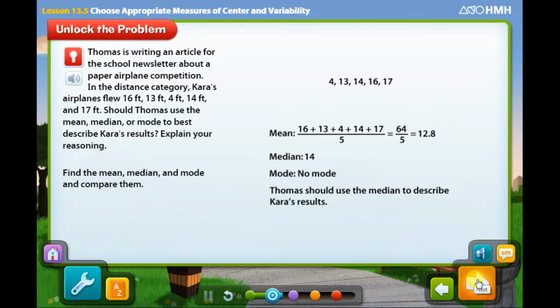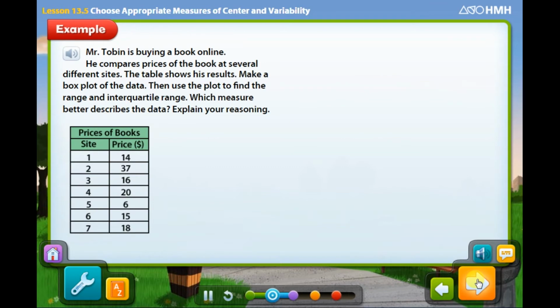Let's see another example. Let's compare the range and interquartile range of a set of data. Let's first read the example. Mr. Tobin is buying a book online. He compares prices of the book at several different sites. The table shows his results. Make a box plot of the data. Then use the plot to find the range and interquartile range. Which measure better describes the data? Explain your reasoning. To make a box plot, first order the data from least to greatest.